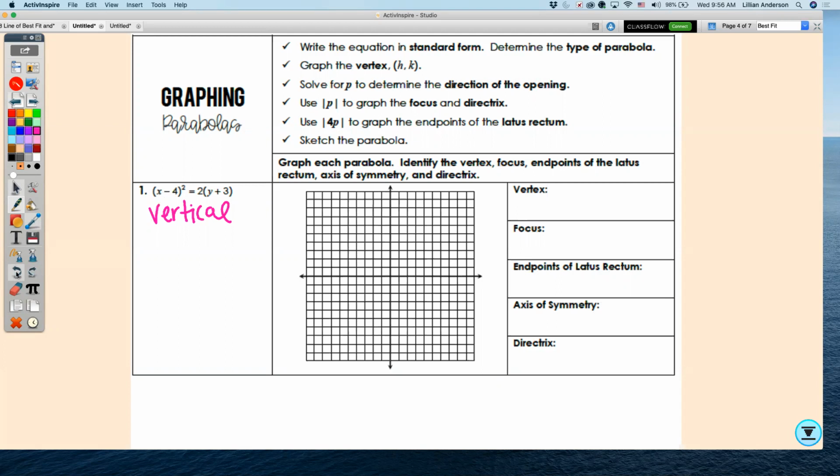Let's find the vertex. The vertex is HK. And it still follows the same way that it was for the circle. What do you think the vertex is going to be? 4, -3. It's going to be 4, -3. Remember, it's always the opposite on the inside there. So I'm going to go ahead and plot that 4, -3.